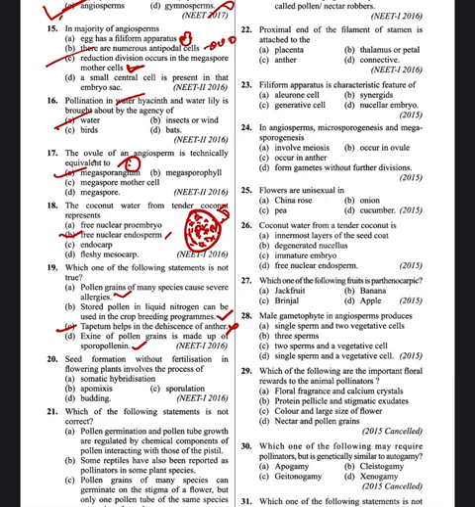Seed formation without fertilization in flowering plants involves the process of apomixis. Apomixis is a type of asexual reproduction where embryos are formed without the act of fertilization. This is known as apomixis.